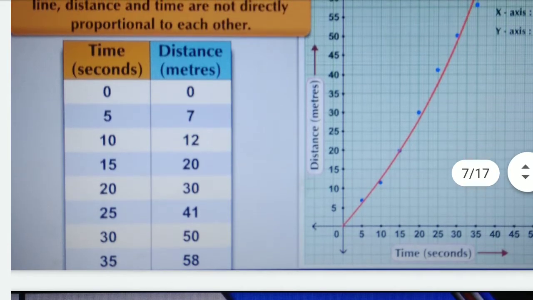Here, time is given in the first column and distance is given in the second column. In 0 seconds, the car covers 0 meter distance. After 5 seconds, the car covers 7 meter distance. In another 5 seconds, the car covers 5 meter distance. That is, in a total time of 10 seconds, the car covered 12 meter distance.